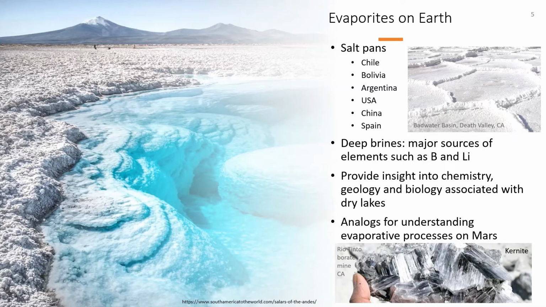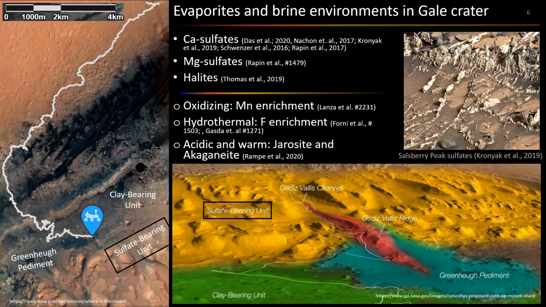And understanding the enrichment process of these water-soluble elements is quite important also on Earth. But of course, studying these deposits also provides insight into Martian environments, and these areas can act as good analogs for evaporative processes on Mars. So let's have a look at evaporites and possible brine environments in Gale crater.